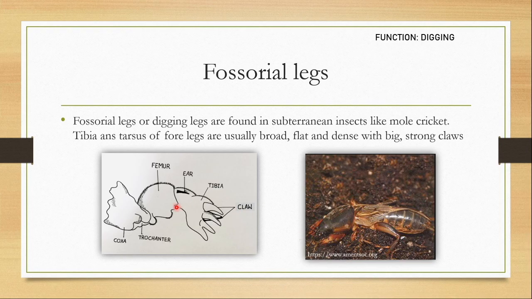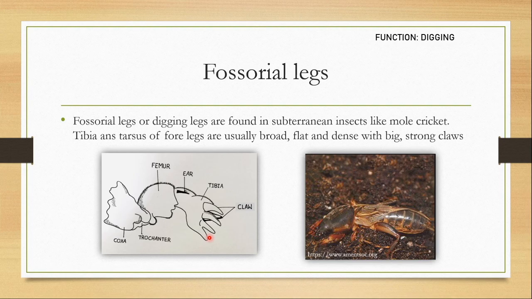You can see here that their coxa, femur, tibia all are broadened and they are very muscular. And at the end of the tarsus, they have very sharp claws. Now, these muscular forelegs, along with these sharp claws, help them in digging soil and making the burrow to go under surface.